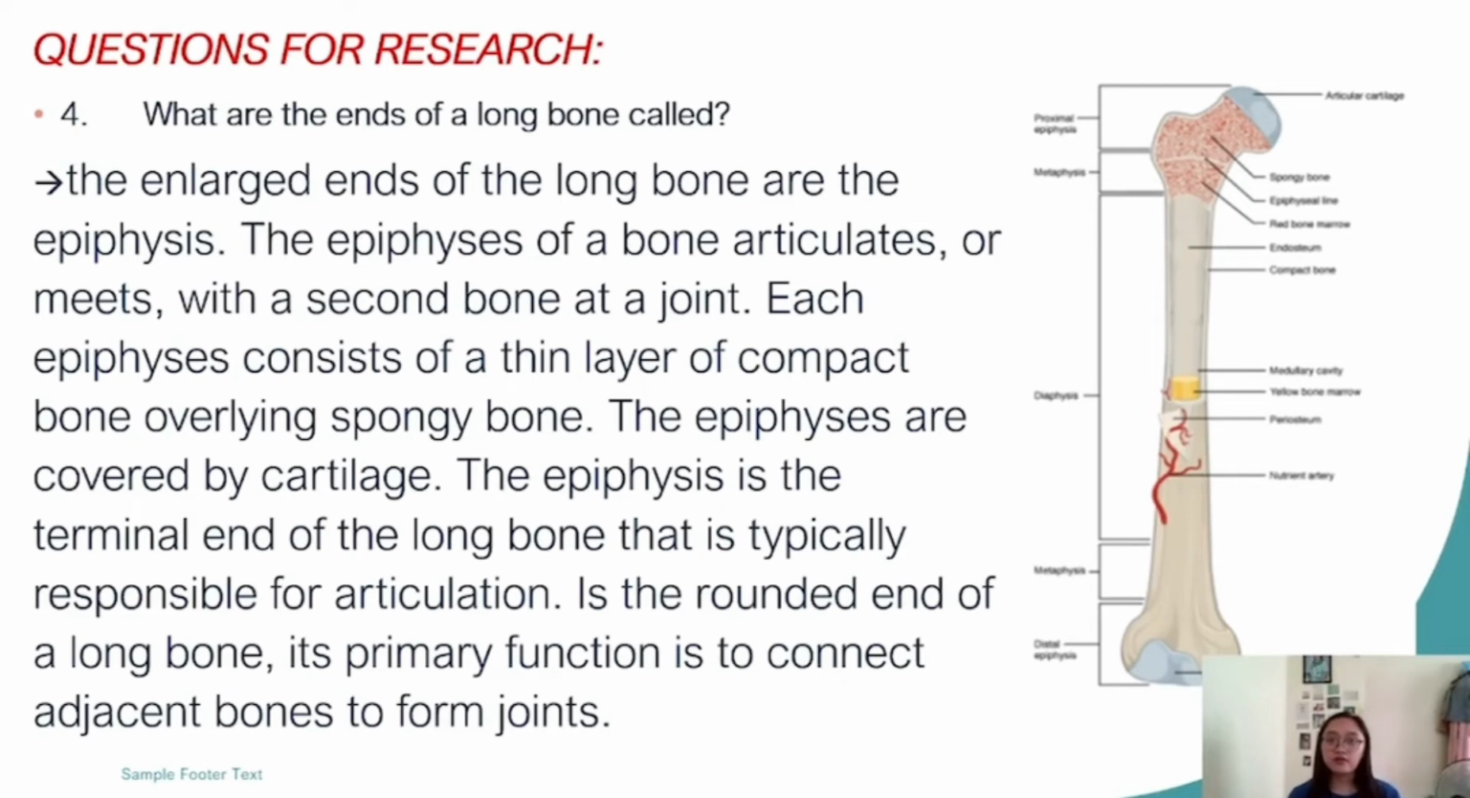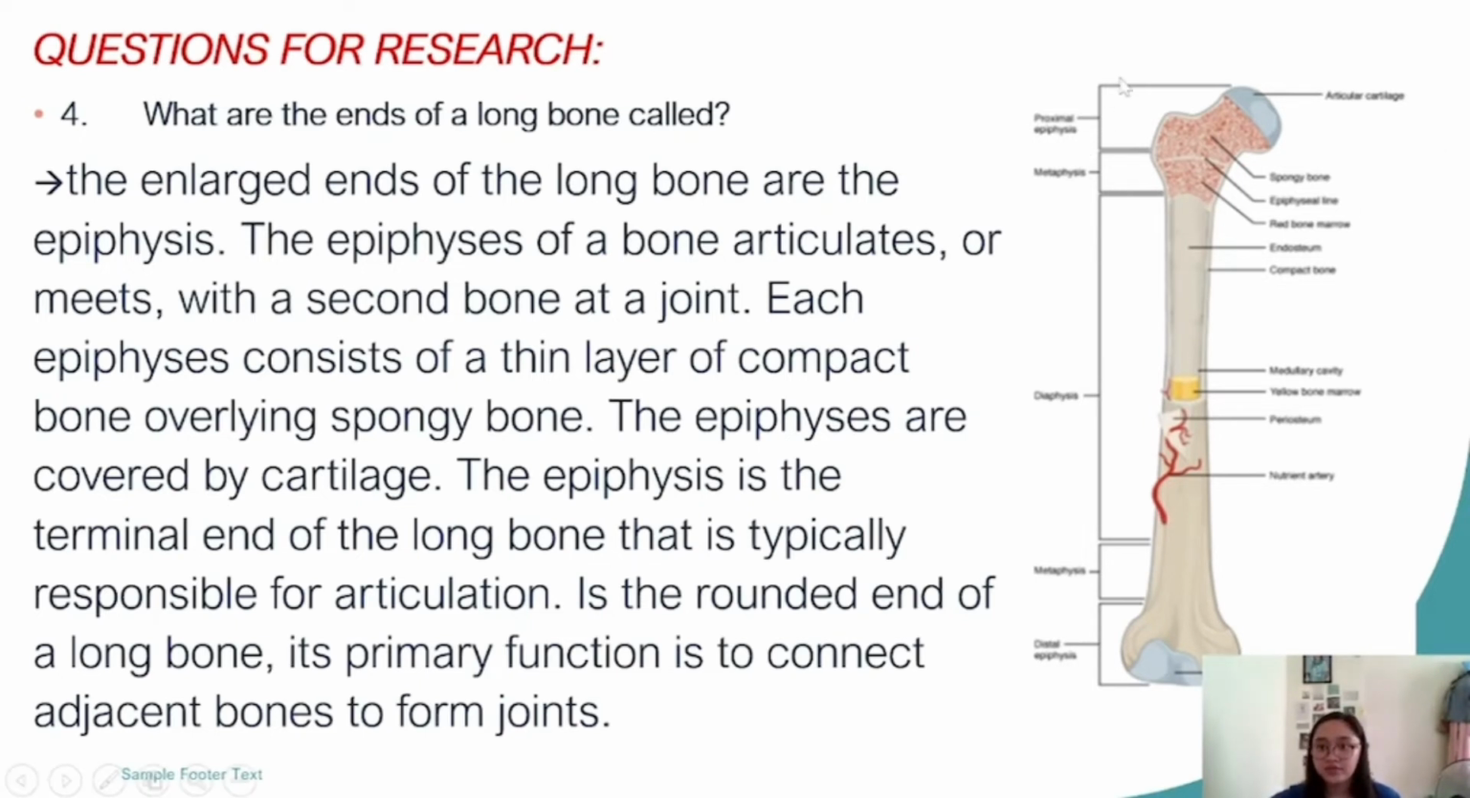The enlarged end of a long bone are the epiphyses. The epiphysis of a bone articulates with the second bone at a joint. Each epiphysis consists of a thin layer of compact bone overlying spongy bones. The epiphyses are covered by cartilage. And the epiphysis is the terminal end of a long bone that is typically responsible for articulation and is the rounded end of a long bone. Primary function is to connect adjacent bones to form joints.